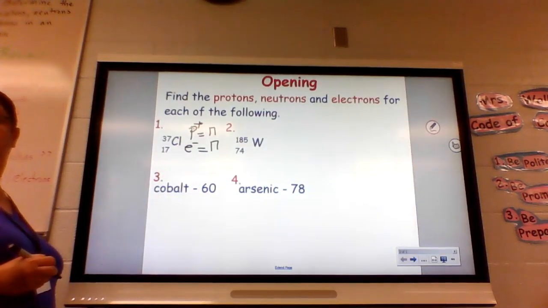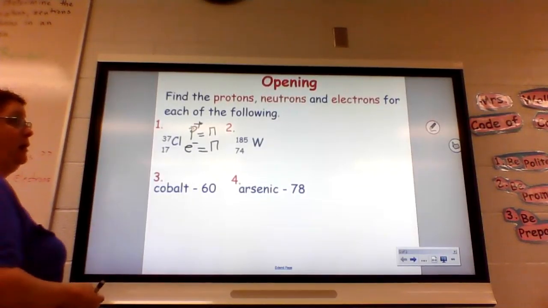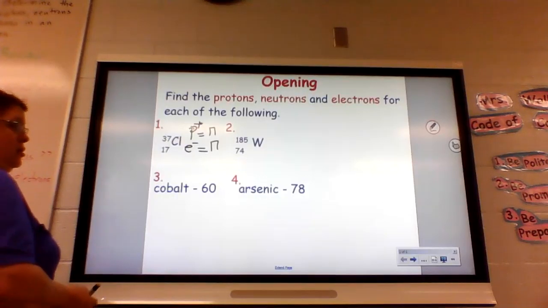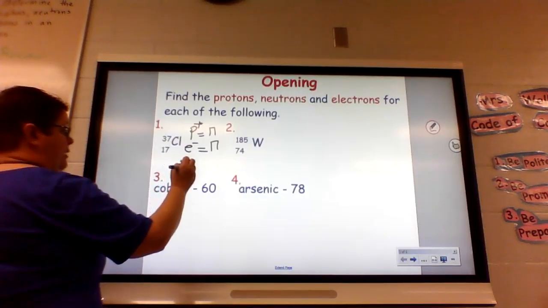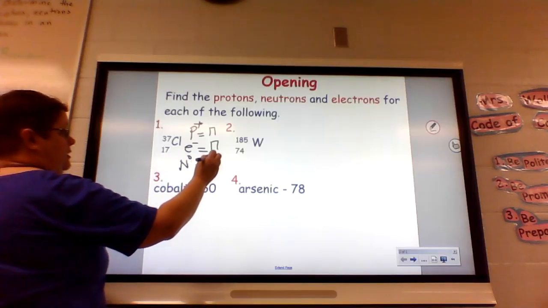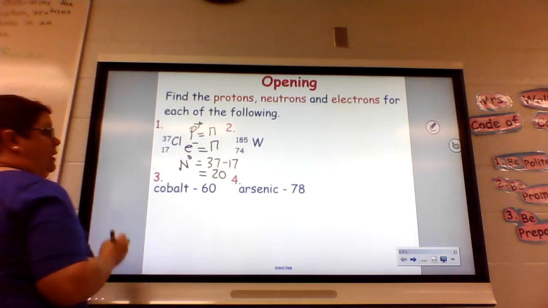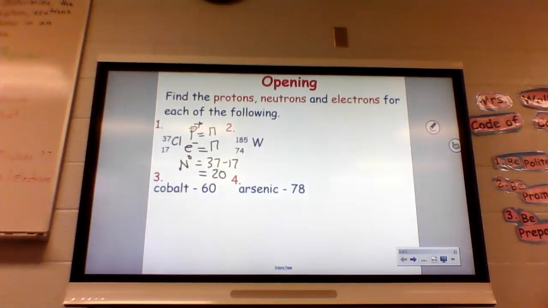Remember, hopefully sometime tomorrow, we're going to start building our model. If it's not tomorrow, it'll be Thursday. Our neutrons. How do we find neutrons? You subtract the smaller number from the bigger. 37 minus 17, which would be 20 if I'm doing it right in my head. Are we okay with that? Yeah. All right.